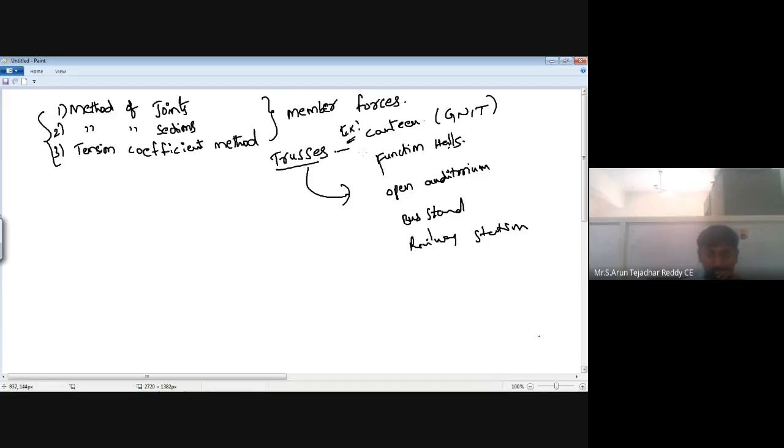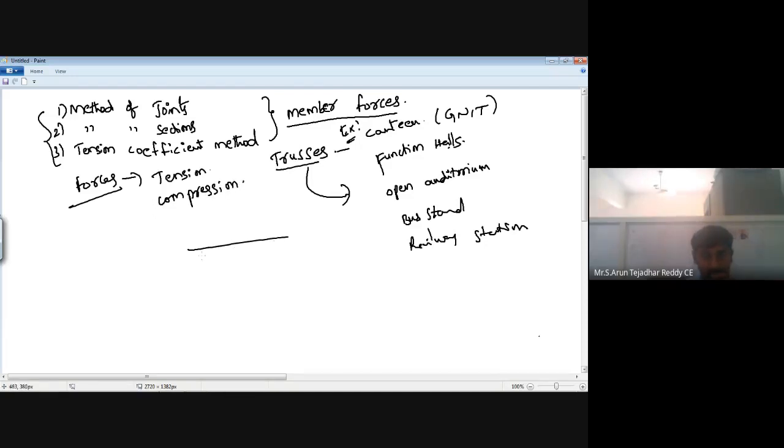So for these trusses, we can use any method, whether it may be joints, sections, or tension coefficient. That is up to you. You can take any type of method. Finally, what is our aim? To find the member forces. Here the forces are of two kinds: one is tension force, second one is compression force.